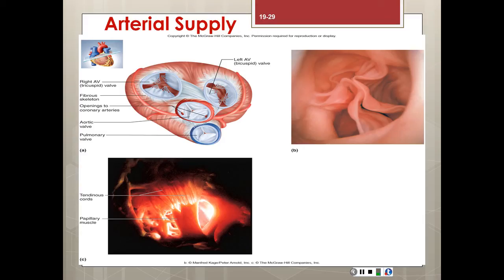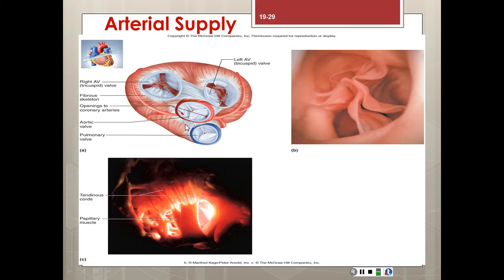After the aorta leaves the left ventricle, a right and left coronary artery will lead from the aorta, which we see here. Here's our aorta, and we have a left and we have a right. This is the left side. We have a left and a right side coronary artery that goes back to the heart.